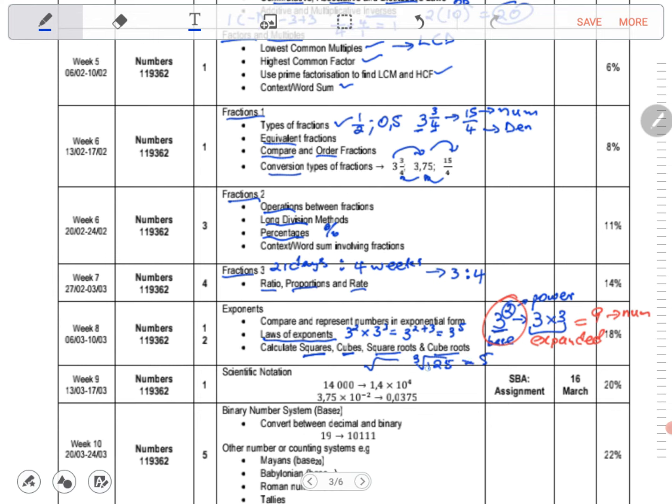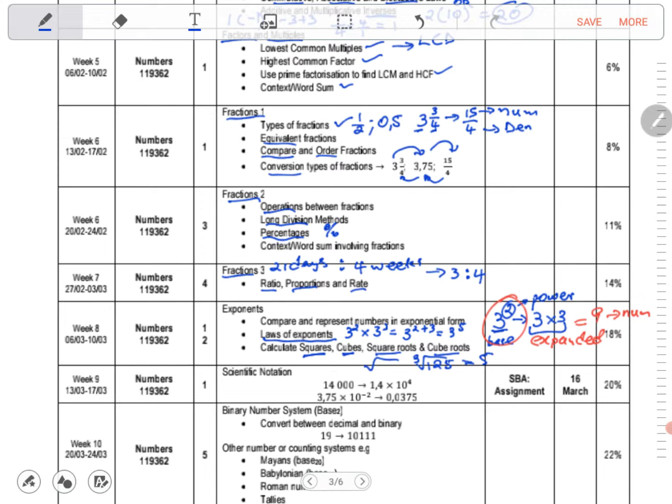Now a lot of students make mistakes here. When they are supposed to say a cube root, they write it as 3 times the square root of 125, and ostensibly they will get a wrong answer.